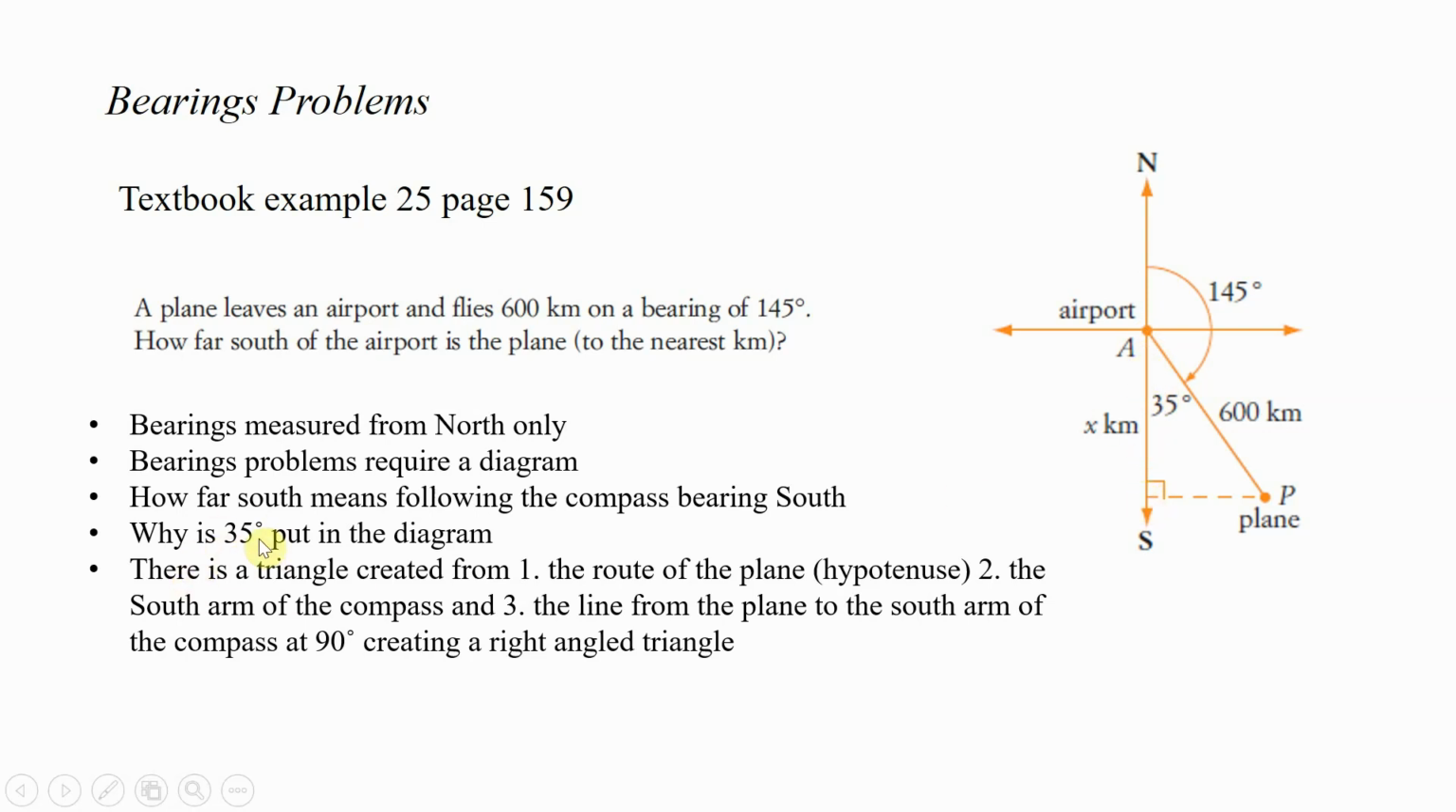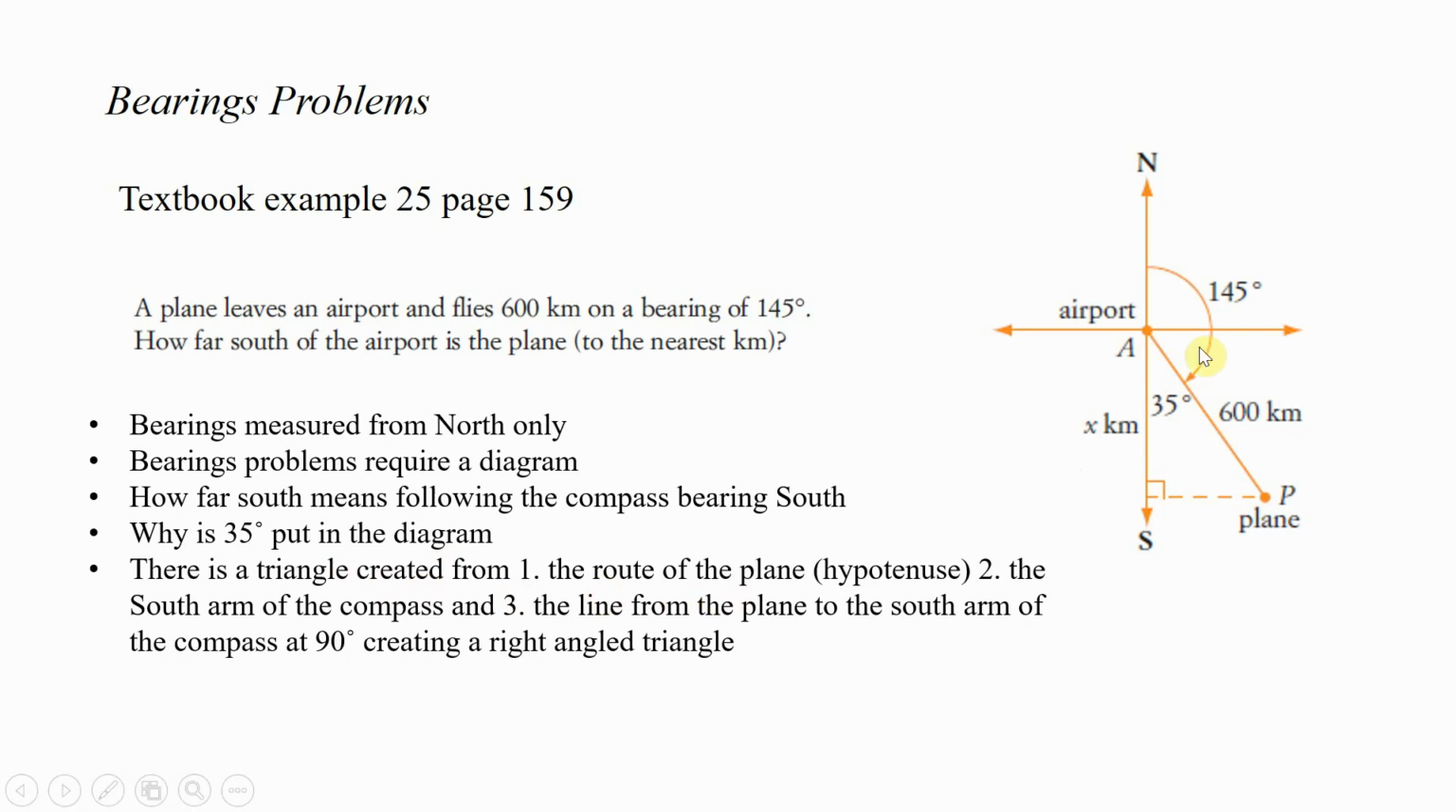Now why 35 degrees? That one there. That's because of two things. The one is that if we carry on our 145 degrees further to south, that missing angle is 35 degrees. And we need that in our triangle to use trig to find that length there.